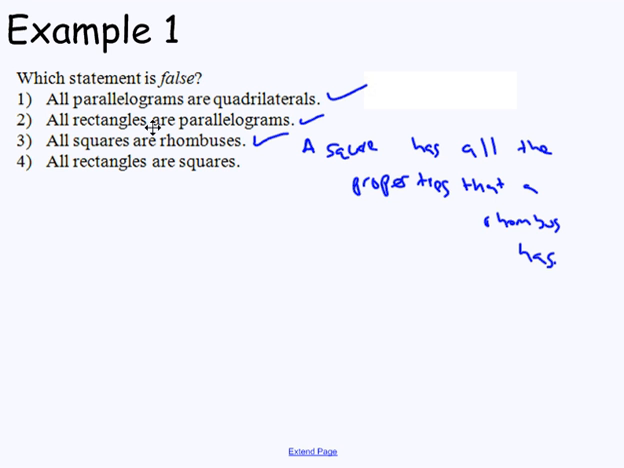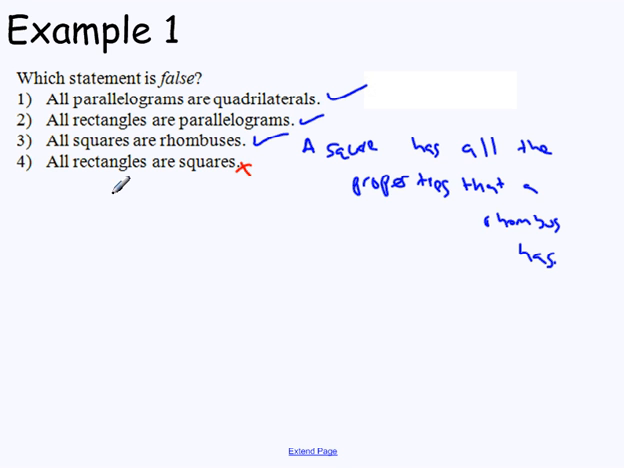Therefore, a square is a rhombus. The next one, choice 4, all rectangles are squares. This is false. The reason why this is false is because not all rectangles have the properties that a square has.